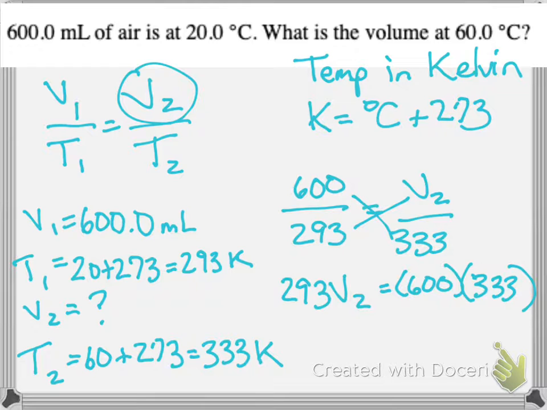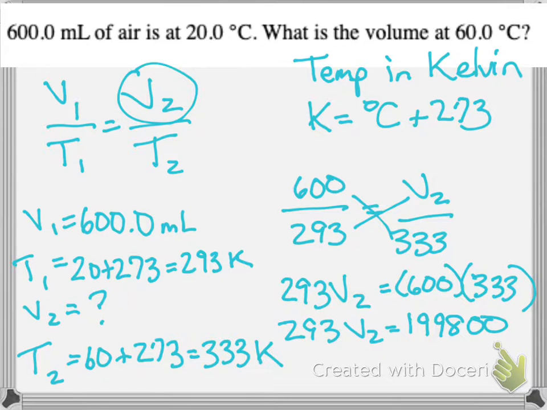So the first thing we want to do is multiply 600 by 333. Excuse me while I do that in the background. This makes for fascinating viewing, especially when you type it into your calculator wrong. So that's going to give us 199,800 on one side, 293 times V2 on the other.